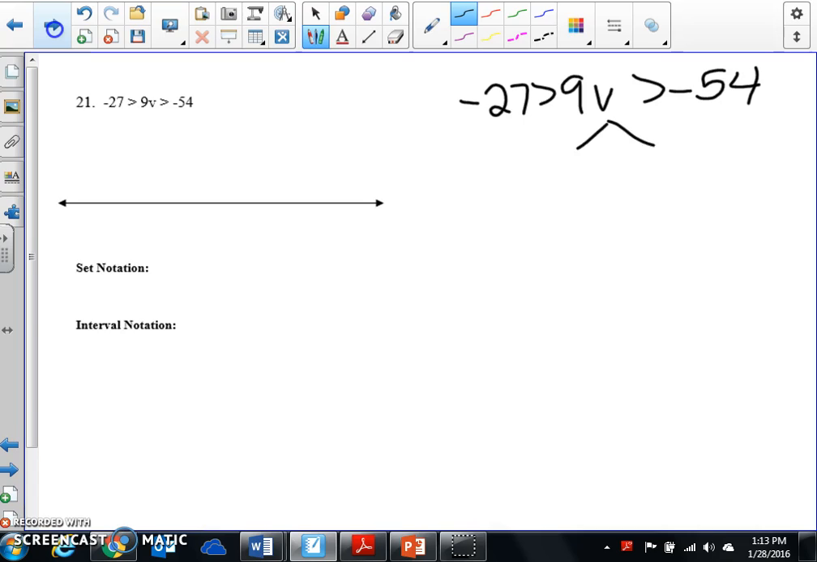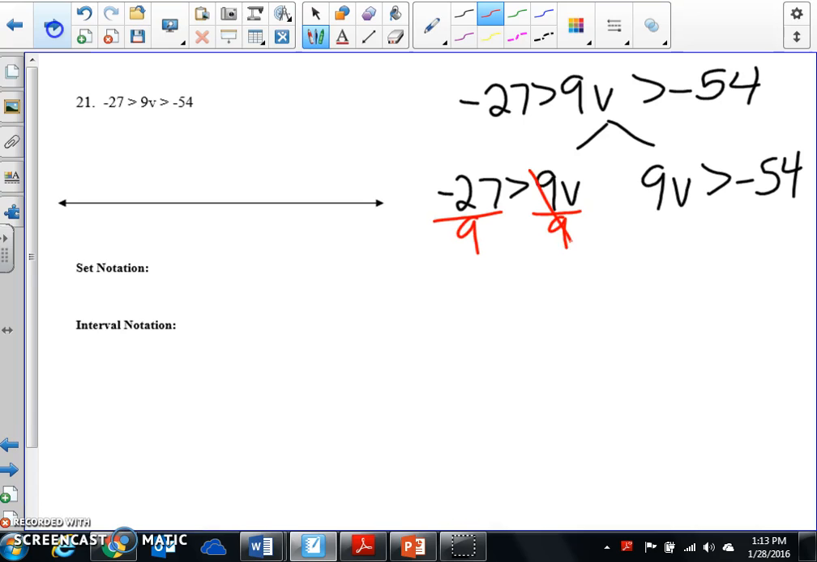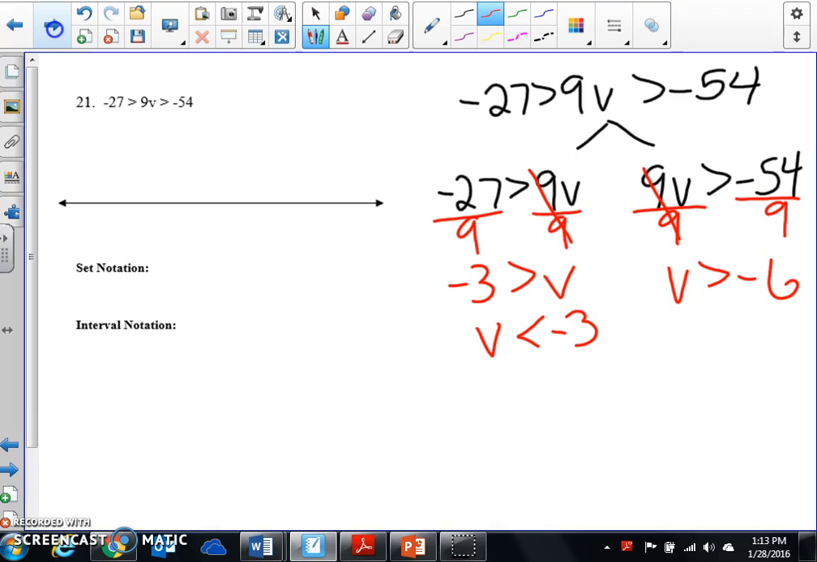All right, break it up. Over here, I'm going to divide both sides by 9. Flip it. Over here, I divide both sides by 9. All right. It doesn't say and or, so I look at the inequality. It's a greater. So this is going to be an or compound.